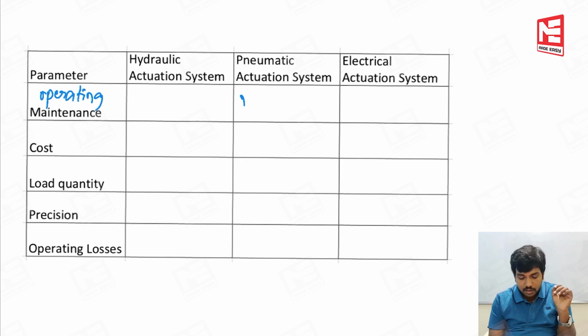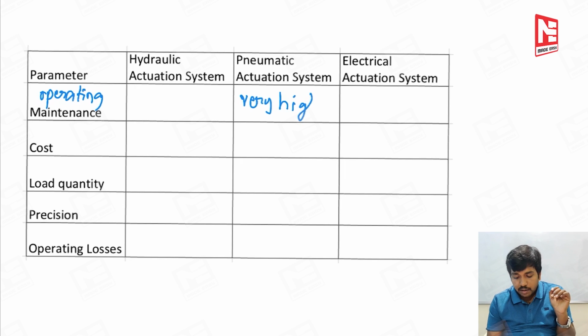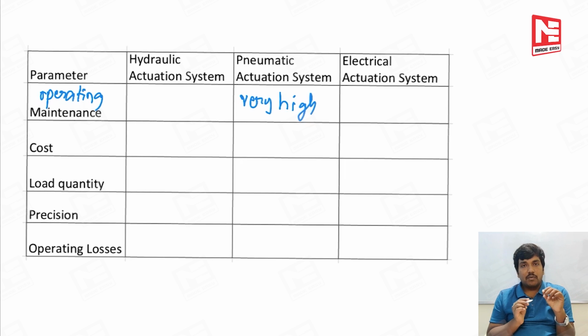That means let me write this as high here. Okay. And electrical actuation system, compared to these two, it is less. Compared to both pneumatic actuation system as well as hydraulic actuation system, it is less. And the portability is also there, because you can take each and every device in your pocket and go somewhere, but you cannot take the tank and move to some other location, right? So it is as simple as that.